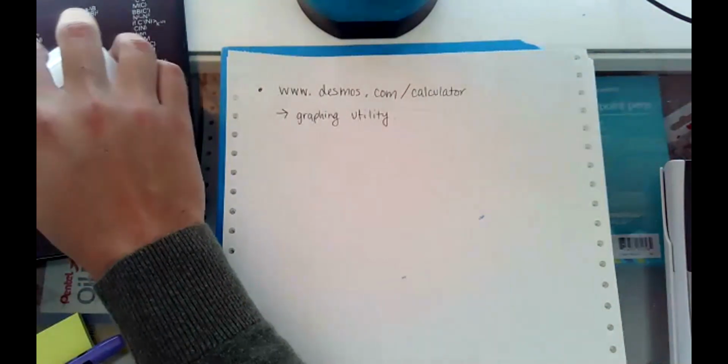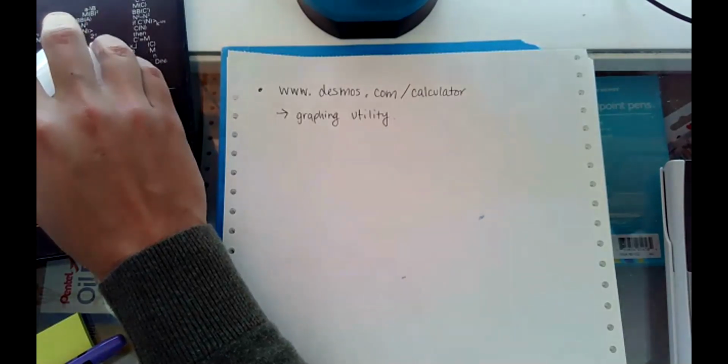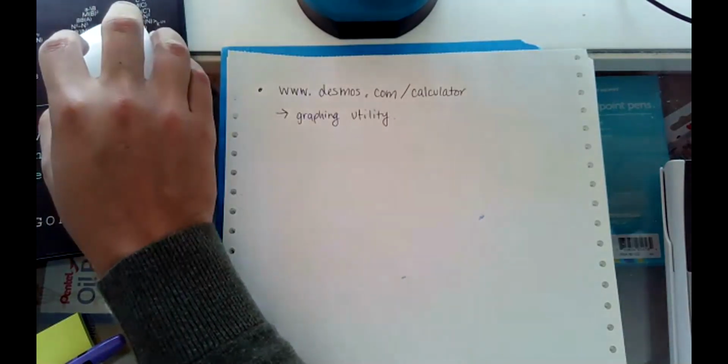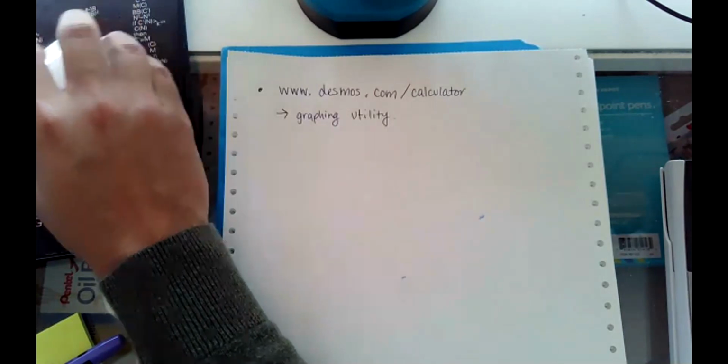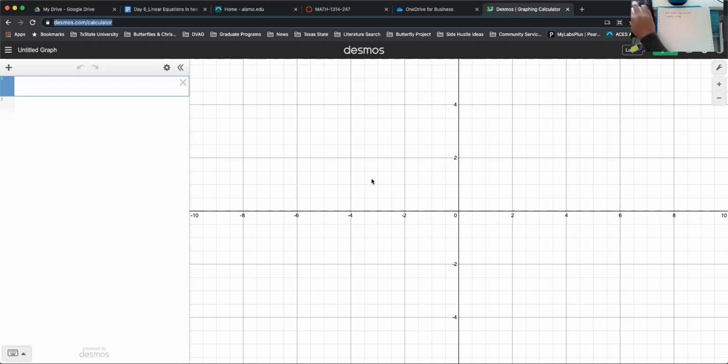So I'm gonna share my screen. Hopefully this doesn't cause the entire internet to collapse. And so what you guys should be seeing is this graph space. Does everybody see my cursor moving around? Cool. Desmos, if you go to www.desmos.com/calculator, it should bring you to this page. And over here on the left-hand panel, you can type in whatever equation that you're trying to graph.